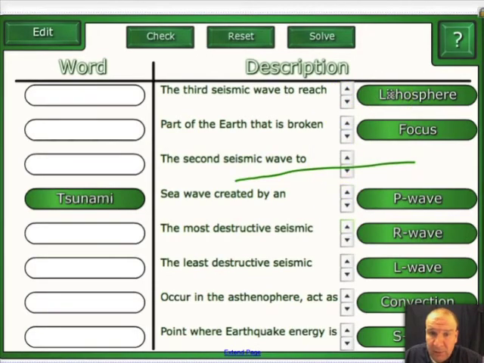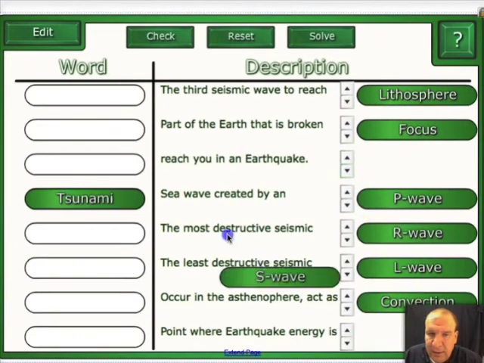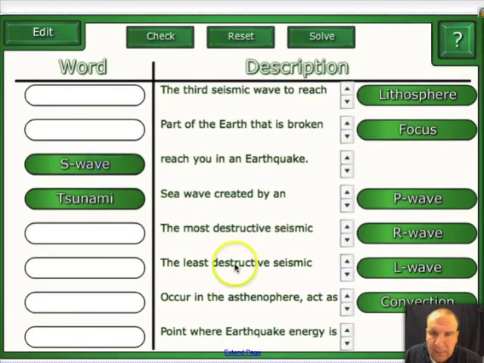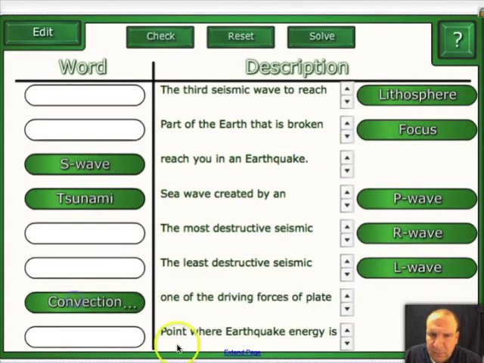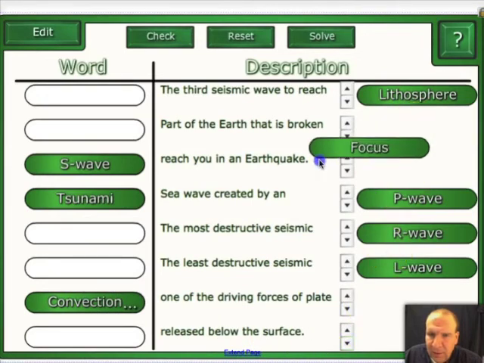I know what the lithosphere is. Remember what that is? How about the second seismic wave to come in? If you said secondary or S wave, you're right. Okay, let's go. The least destructive occurs in the asthenosphere, acts as a driving force. That's going to be your convection currents. The point where energy is released below the surface. That's your focus.